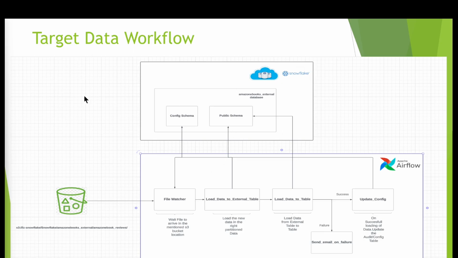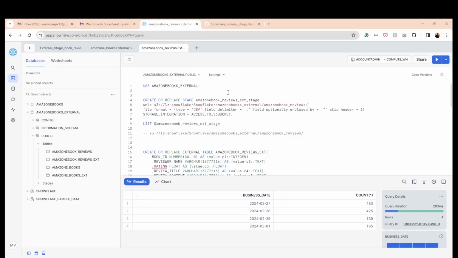Now let's see the source data DDLs. Now I have logged into the Snowflake console. Here I've created the external stage. The stage name is Amazon book review external stage, assigning the S3 bucket path, having the right file format, and assigning the necessary permissions by storage integration.